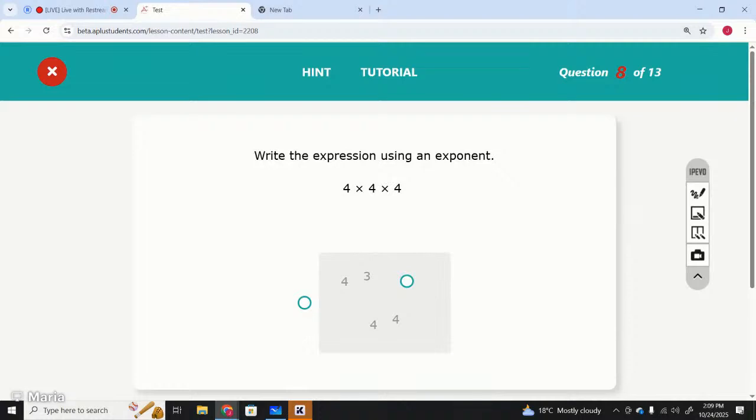Write the expression using an exponent. That is 4 times 4 times 4. That would be 4 cube. Option number 1 is the correct option.